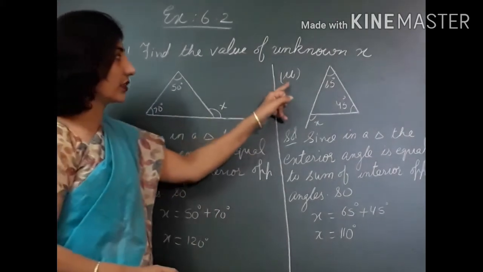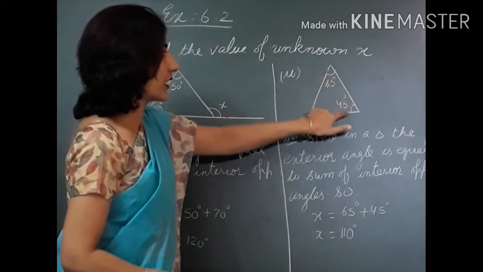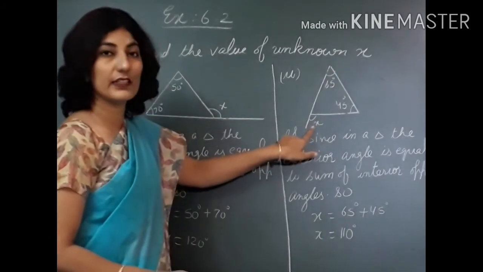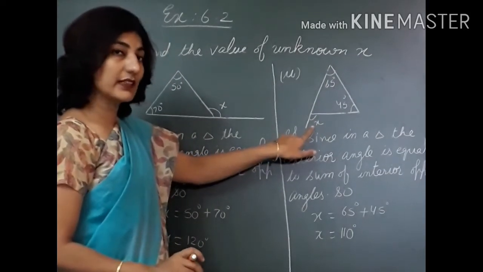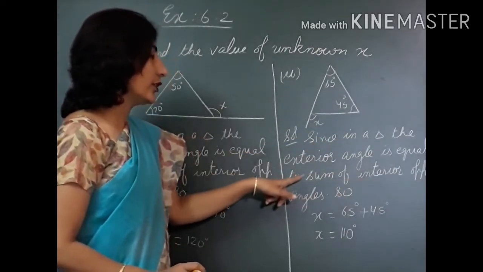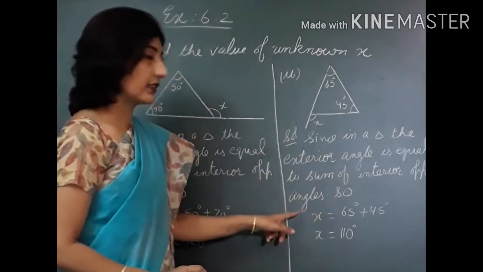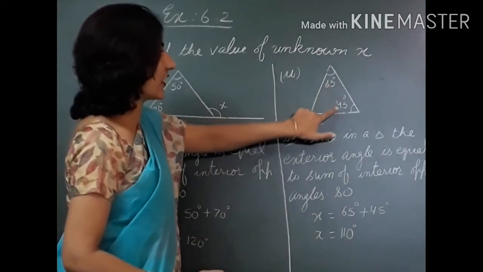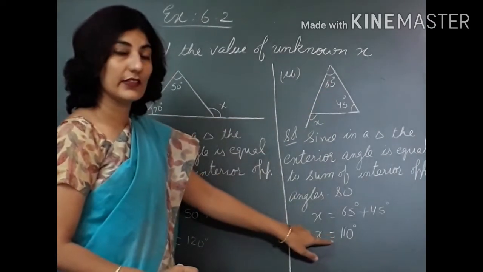Similarly, in the second question, these two interior opposite angles are given. This exterior angle you have to find. Again you will write the property. Since in a triangle the exterior angle is equal to the sum of interior opposite angles, so x equals 65 plus 45, that is 110 degrees.